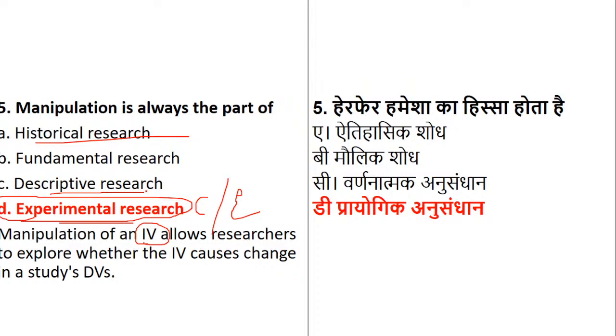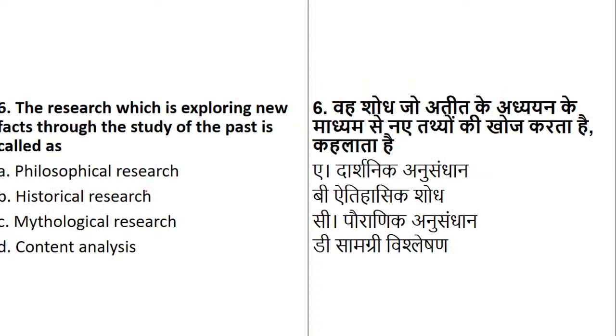Okay, fine. Now, coming to question number 6. As I said, we have more research questions today based on the types and methods. Question number 6: the research which is exploring new facts through the study of the past is called what? The hint is given very clearly in the question. I don't have to emphasize any particular word. The research which is exploring new facts, means it comes up with new facts, but explores them on the basis of past study, is called what?